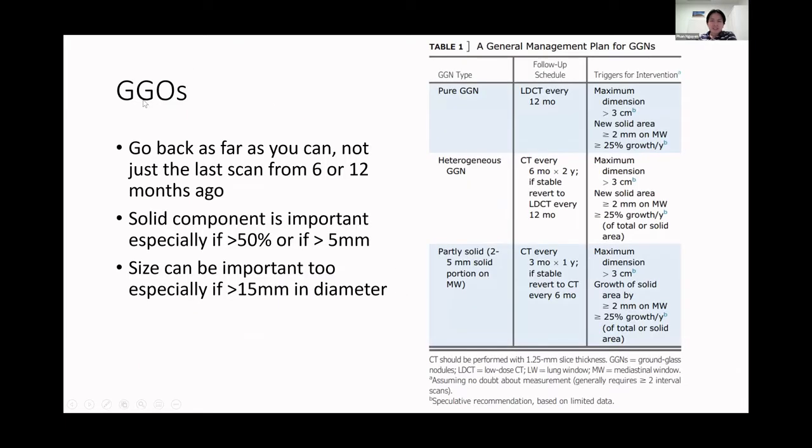So the main thing is to go back as far as you can, not just the last scan from 6 to 12 months ago. Look at the solid component, especially if it's greater than 50% or if it's greater than 5 millimeters. And in some countries, such as Japan, they may jump on them as soon as they reach 15 millimeters or greater, even if there is no solid component. But the Fleischner Society is a little bit more conservative, and the Lung RADS Society is a bit more conservative, and they mention a sort of a 30 millimeter diameter with no solid component.